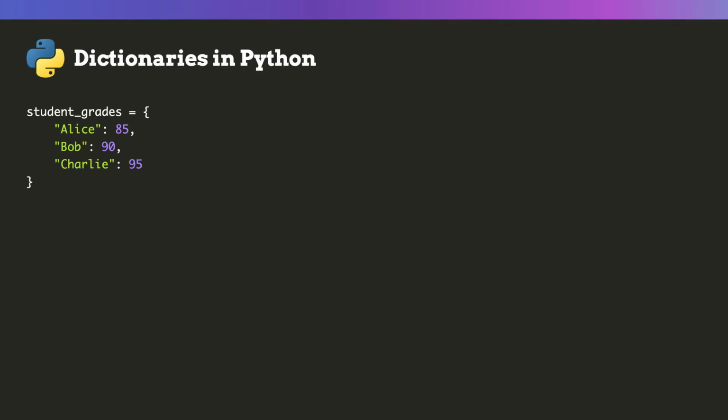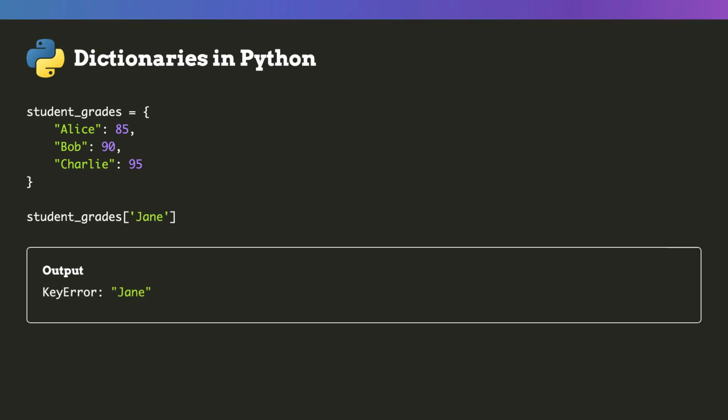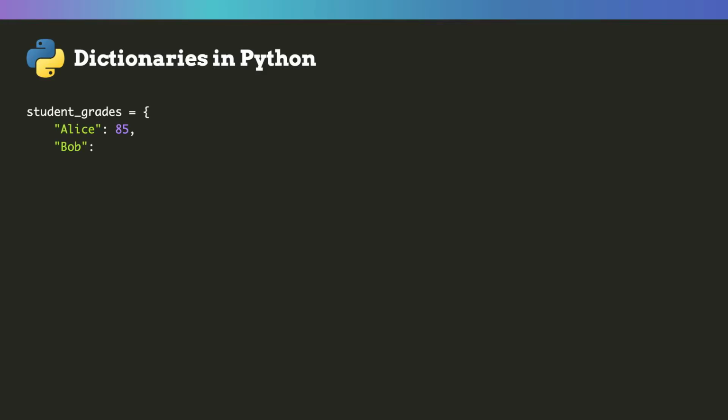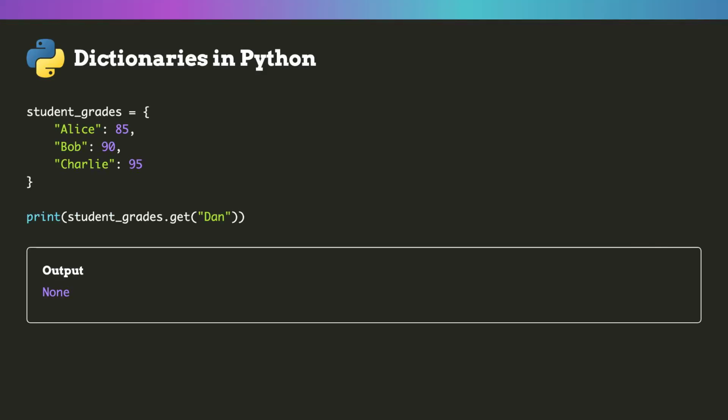But what happens if we try to access a key that doesn't exist, like Jane? Python will raise a key error. To avoid this, use the get method, which returns None if the key doesn't exist.